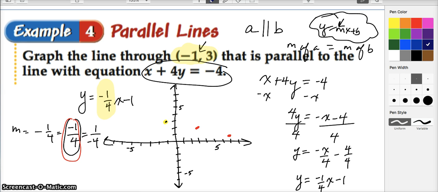Now, if I had chosen to use this one, I would have started at that point. Notice that the rise is positive: go up 1, but the run is negative. I'm going in the negative direction on the x-axis, going back. So up 1, back 4. 1, 2, 3, 4, and I land here. What you should notice is that all these points are collinear. They all land on the same line. I can keep doing it: up 1, back 4.